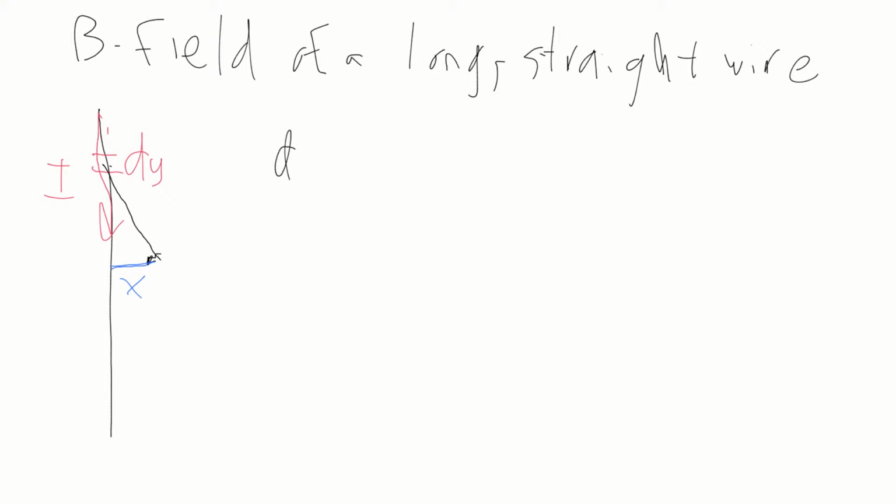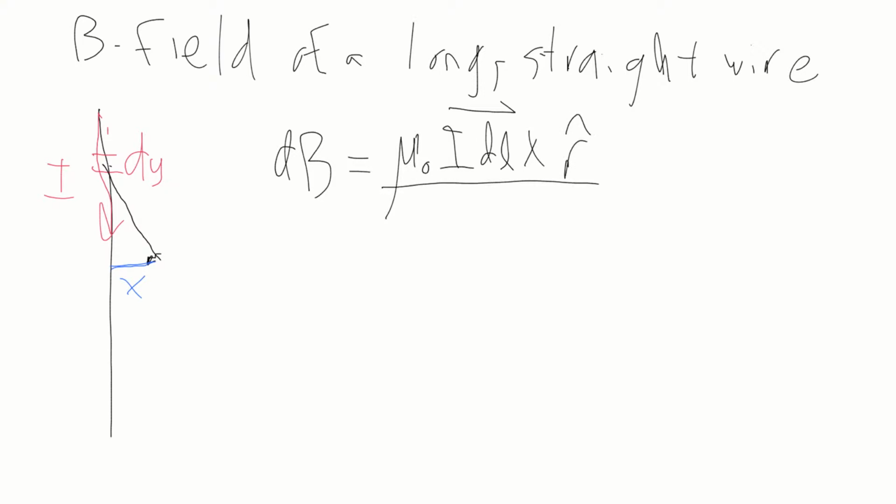mu naught I dl cross r hat divided by 4 pi r squared.